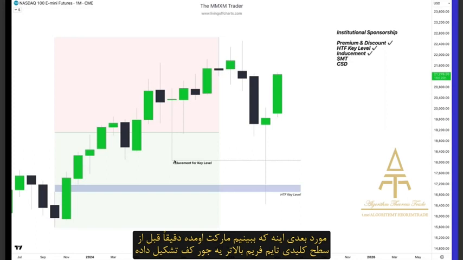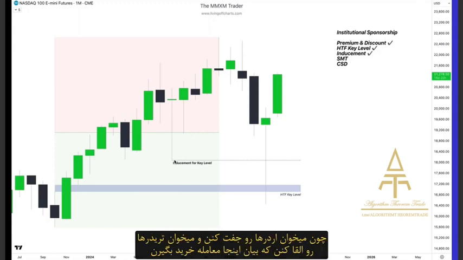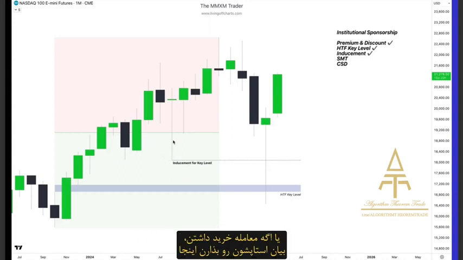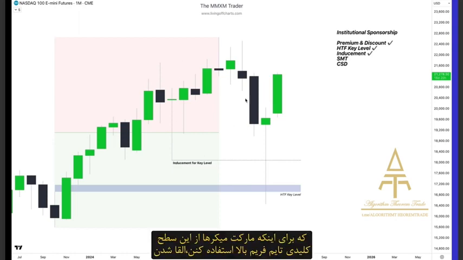Next thing you want to see is you want to see the market engineer some kind of low just before the high time frame key level, because they want to pair orders and they want to induce traders into buying here or having their stop, if they were already long here, triggered, or to be triggered on a breakout short here. So you've got both buyers and sellers on the retail side induced here for the market makers to use this higher time frame key level here.